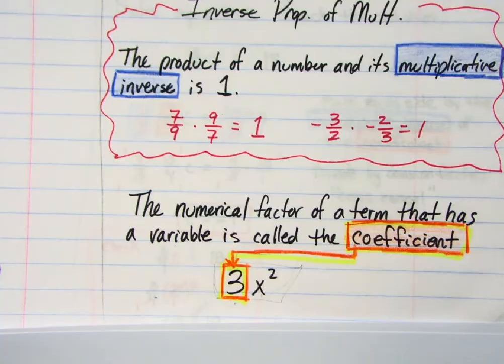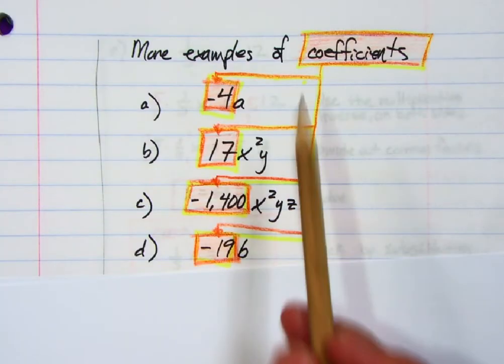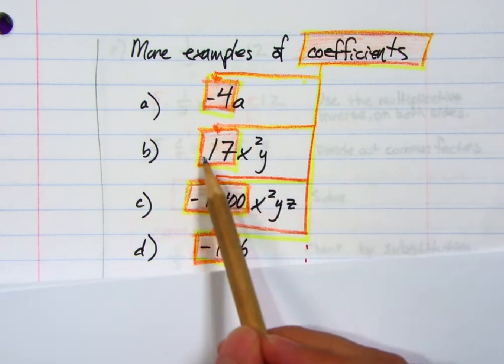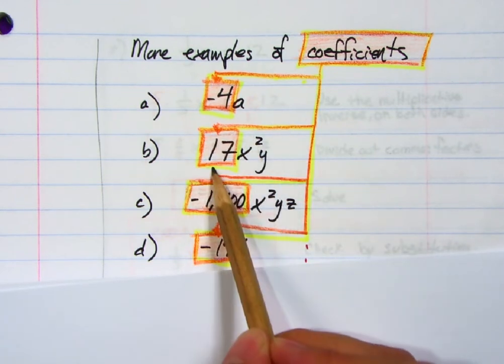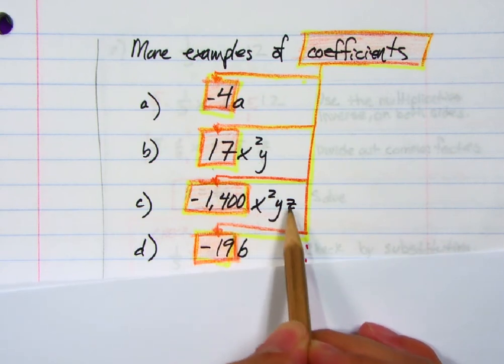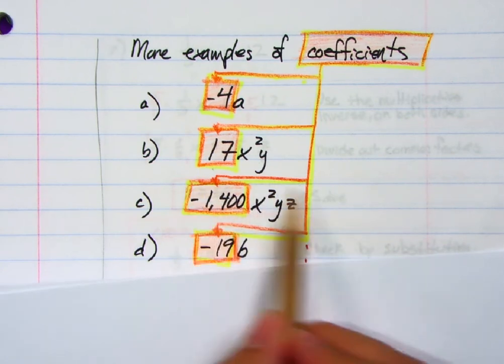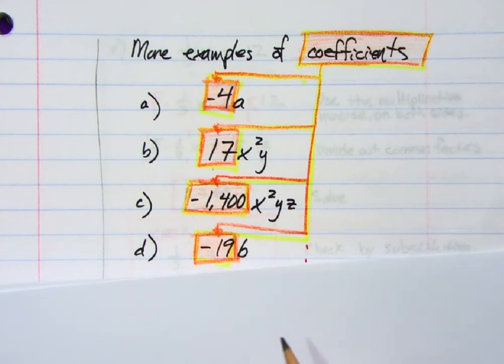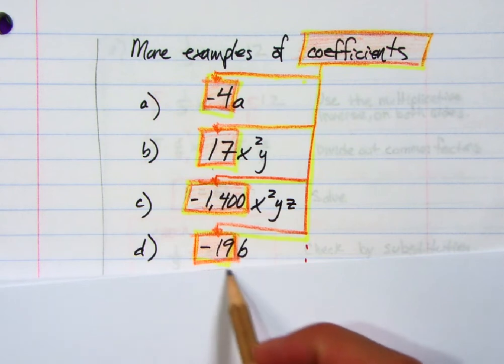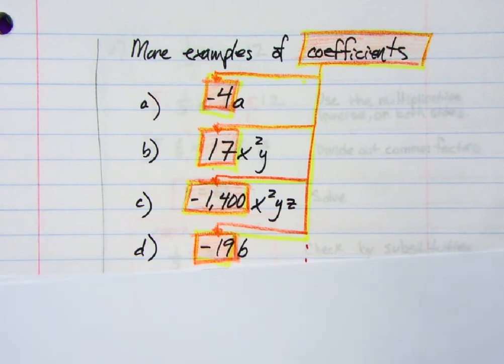Let's try some more. Here are more examples of coefficients. Negative 4a, so the negative 4 is my coefficient. 17x squared y, 17 is my coefficient. Negative 1,400 x squared yz. So all this is being multiplied, I just look for the number up front. It's called the coefficient. This one, negative 19 times b. Again, negative 19 is the coefficient. So all those are coefficients.